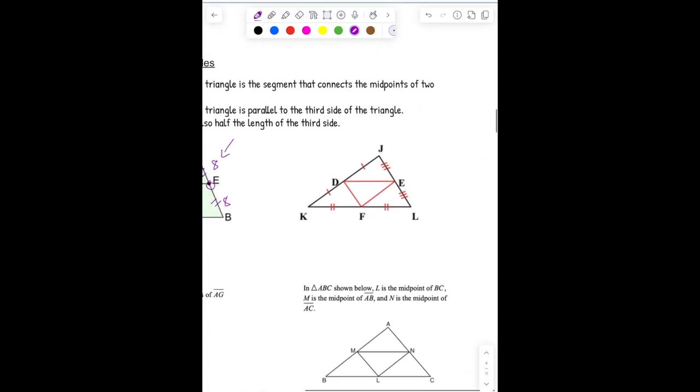In this picture over here, I want to show you guys that a triangle can have 3 possible midsegments. DF is a midsegment because it's joining D, which is a midpoint of side KJ, with F, which is the midpoint of side KL. FE is a midsegment because F is the midpoint of KL and E is the midpoint of JL. And finally, DE is a midsegment because D is the midpoint of KJ and E is the midpoint of JL. So they're all segments that are joining midpoints of sides together of the triangles. So there's 3 possible midsegments any triangle can have.